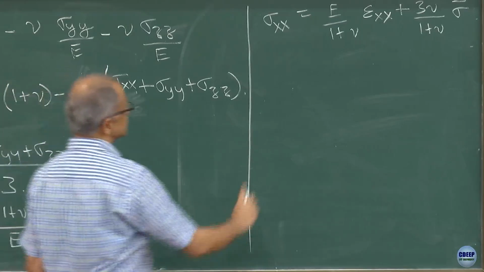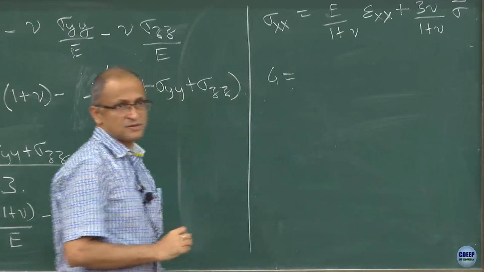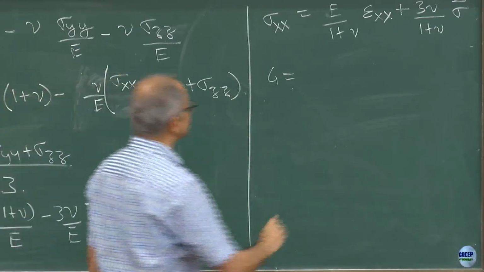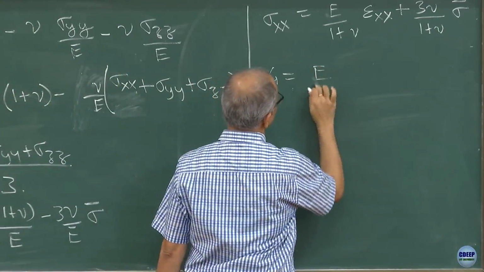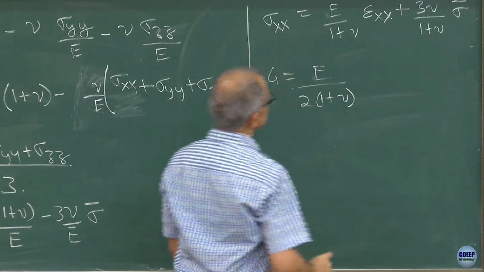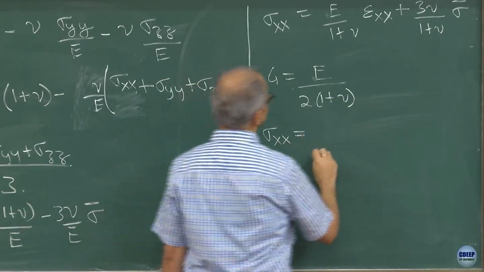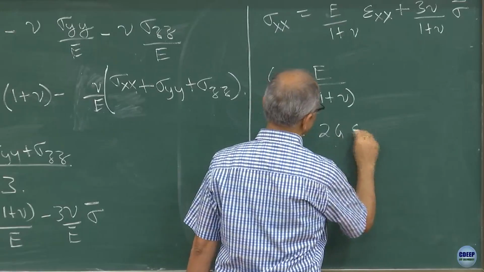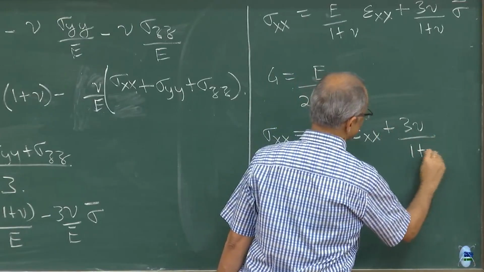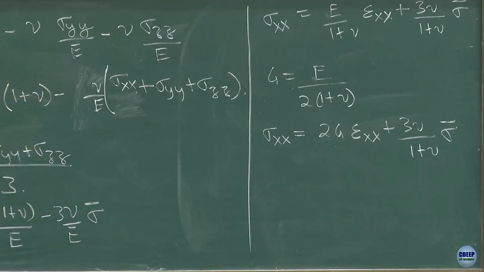Now what we are going to do is introduce G in there, the shear modulus. We know how it gets related: it is E upon 2 times 1 plus nu. So that means that I can write sigma xx as 2G times epsilon xx plus 3 nu upon 1 plus nu times sigma bar. I hope everything is correct here.